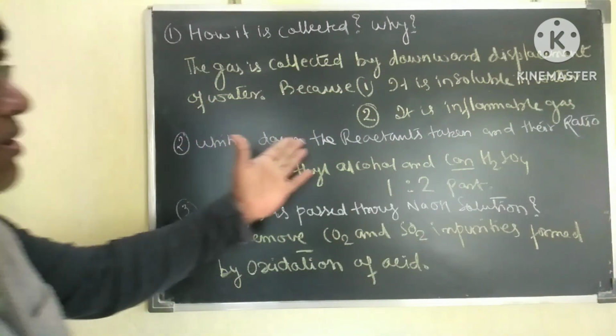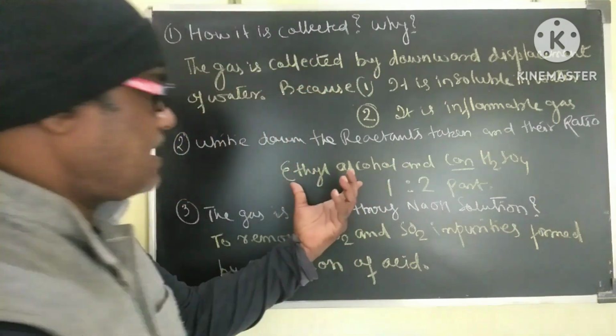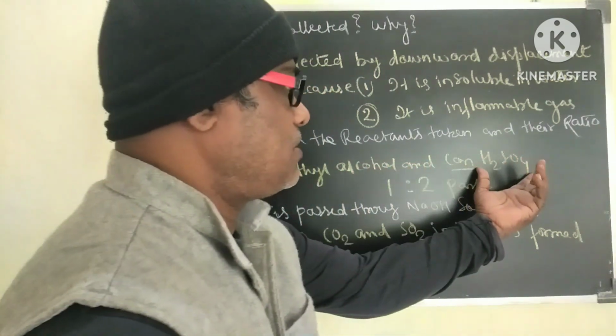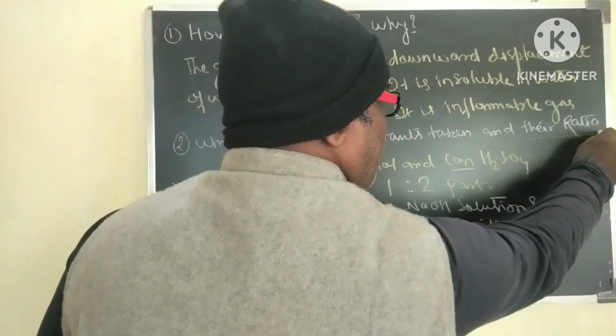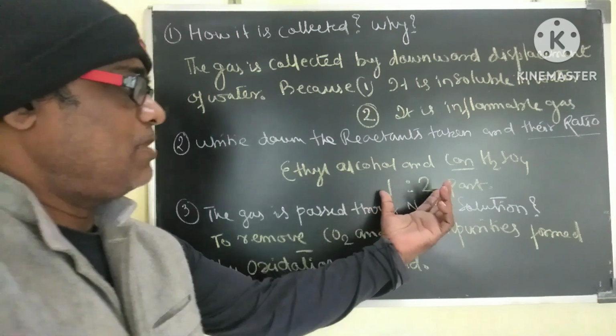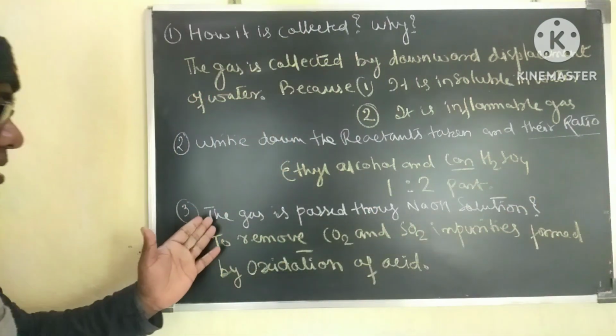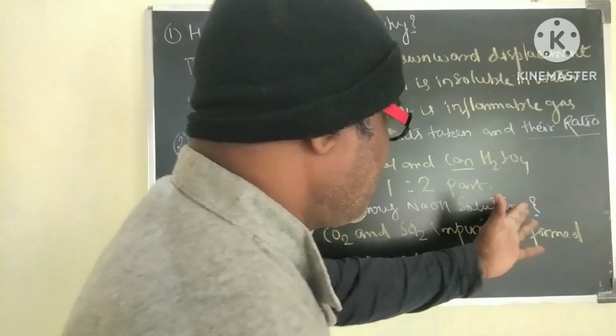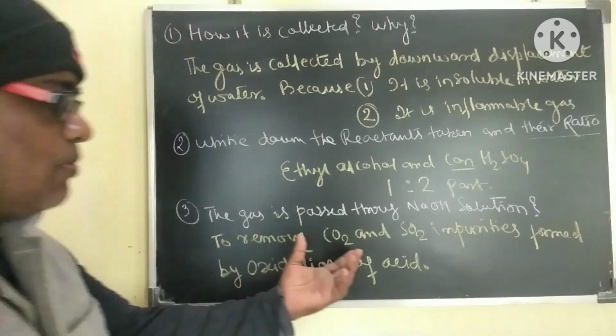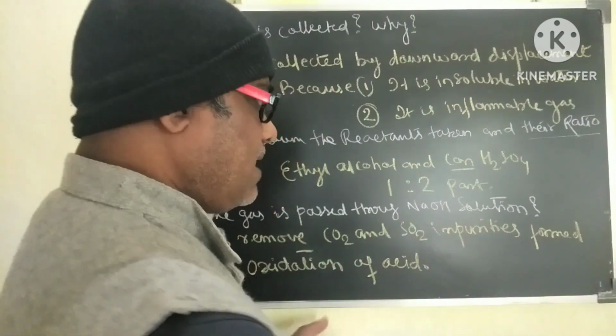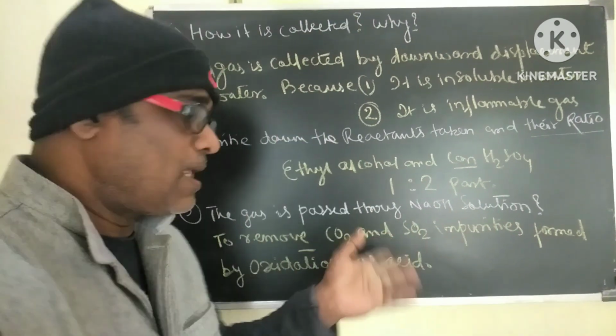Next question, write down the reactants taken. The reactants taken are ethyl alcohol and concentrated H2SO4. We must not forget their ratio, which should be 1:2 parts. Next question: the gas is passed through sodium hydroxide solution. Why? To remove the carbon dioxide and sulfur dioxide impurities which are formed by the acid.